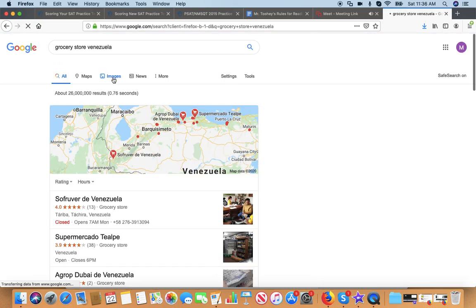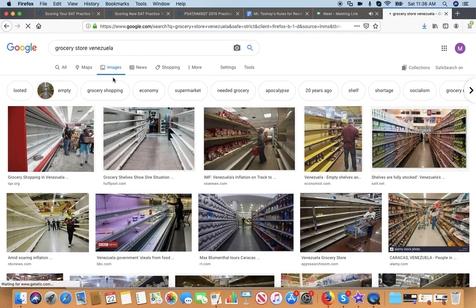Just grocery store in Venezuela. Can you see this on my screen? Yes. Okay, loading slowly here. Oh, great. It's telling me where I can find grocery stores in Venezuela. I'm going to check out the images. Check this out. Whoa! You see that? Empty shelves, or row after row after row of all the same stuff.